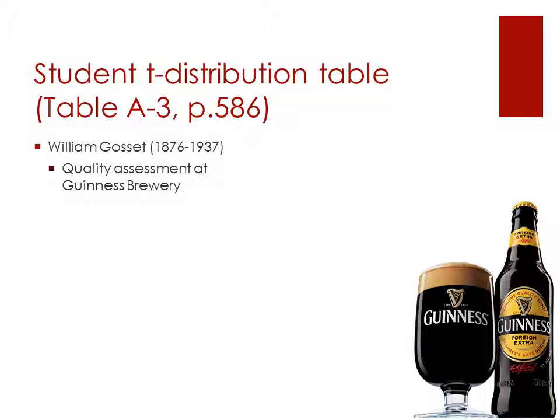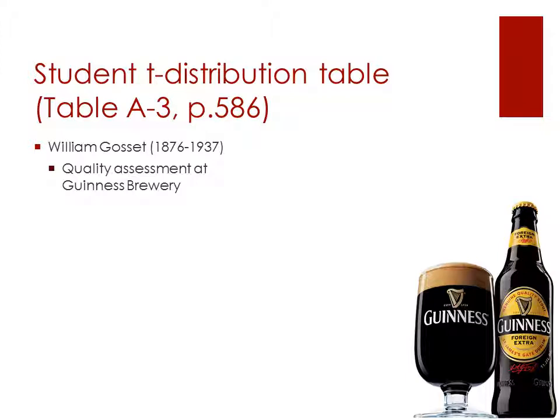So the student t-distribution table is on page 586 in your book. It was developed by William Gossett, who lived 1876 to 1937, and he was in charge of quality assessment at the Guinness Brewery. He developed the t-distribution table because he needed a method for assessing the quality of smaller samples. Guinness was a very small local brewery at that time and was not able to have the samples of n of 30 or larger that we tend to prefer for the z-distribution table, yet Gossett still needed to be able to do probabilities of quality assessment as we've been looking at before when we were looking at doing acceptance sampling.